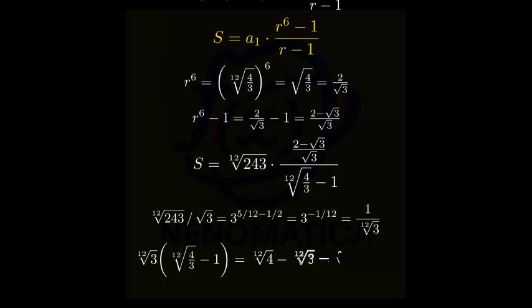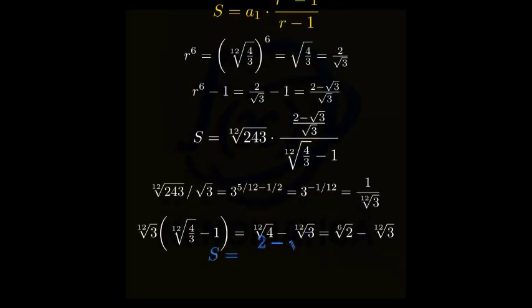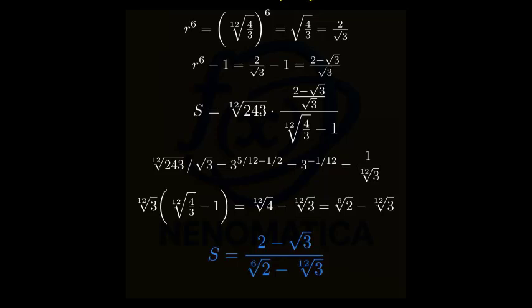Step 5. Replace the factor 12th root of 3 times the quantity 12th root of 4 over 3 minus 1 by an equivalent difference. Multiply inside to obtain the 12th root of 4 minus the 12th root of 3, which is the 6th root of 2 minus the 12th root of 3. Hence s equals 2 minus square root 3, divided by the 6th root of 2 minus the 12th root of 3. Step 6. Our original expression is 1 over s.